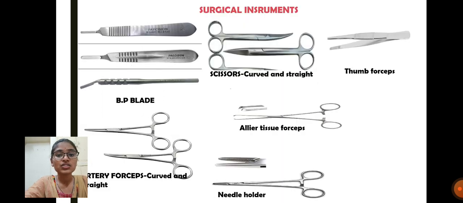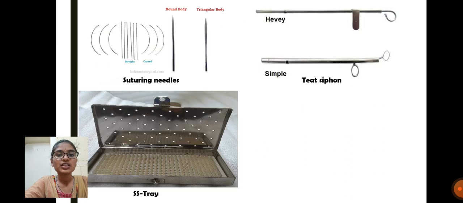Some of the surgical instruments used in veterinary are BP blade, scissors, maybe curved or straight, thumb forceps, Allis tissue forceps, artery forceps. You'll get curved and straight both. Needle holder, suturing needles, SS tray, reed siphon.